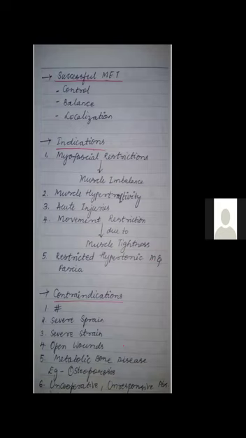Okay. Indications: myofascial restrictions in case of muscle imbalances, muscle hyperactivity, acute injuries, movement restriction due to muscle tightness, and restricted hypertonic muscle and fascia. These are the indications. Talking about the contraindications: fracture, severe sprain, severe strain, open wound, and metabolic bone diseases. You should be cautious while giving MET in case of osteoporosis and all that. And people who do not understand or do not cooperate, you cannot perform on them because your direction is very important while performing MET. Okay.